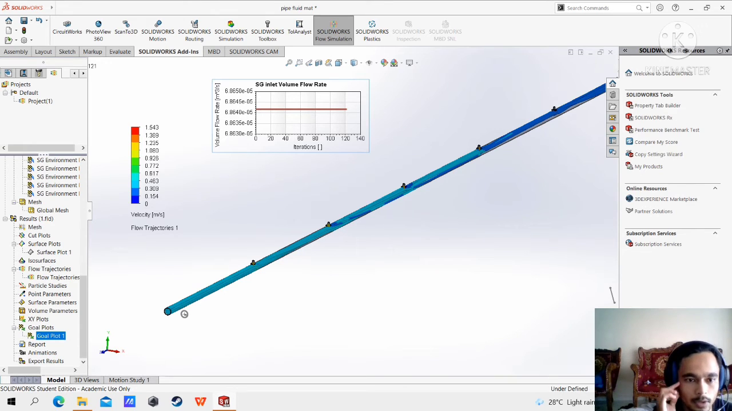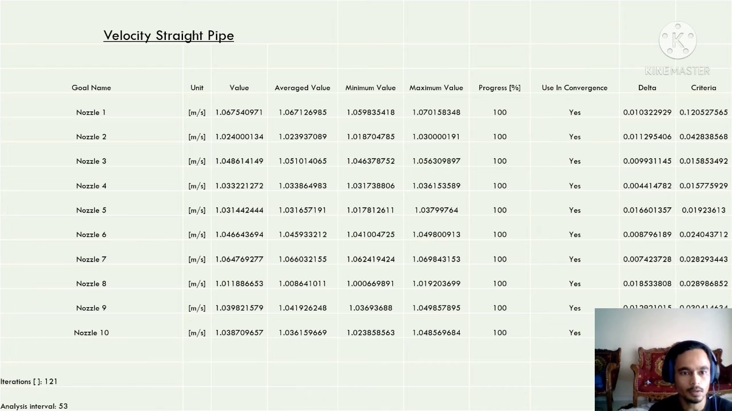So the first variable that we obtain is velocity, and as we can see from the slide, the highest velocity we obtain is 1.543 meter per second. So the water flow achieves this velocity at the tip of the nozzle, where the diameter of the nozzle is significantly smaller than the diameter of the pipe. And this is the data that we have obtained from the analysis.